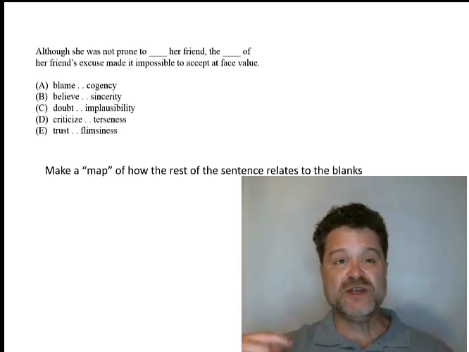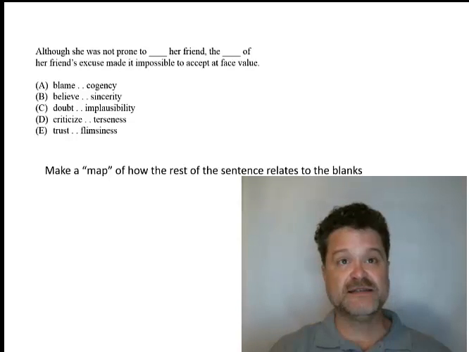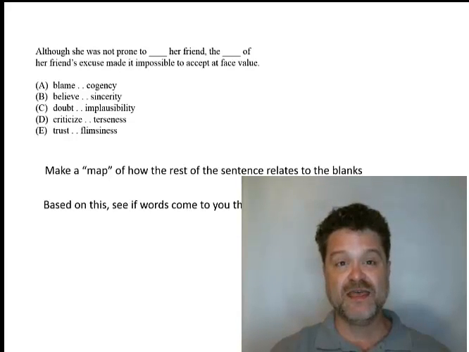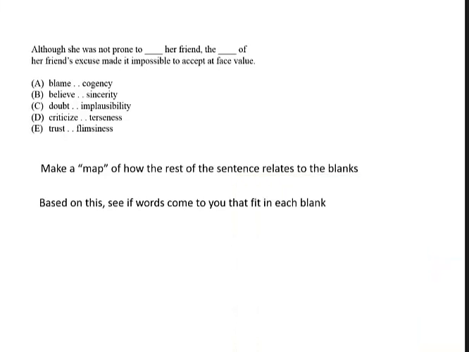It has 3 steps. First, I want you to make a map of how the rest of the sentence relates to the blanks. Take a second to see what the sentence is telling you about what must go into those blanks. Once you've created that map, see if words come to you that would fit each of the blanks. And then third, using these guide words, go to the answer choices. So let's go through this step by step.